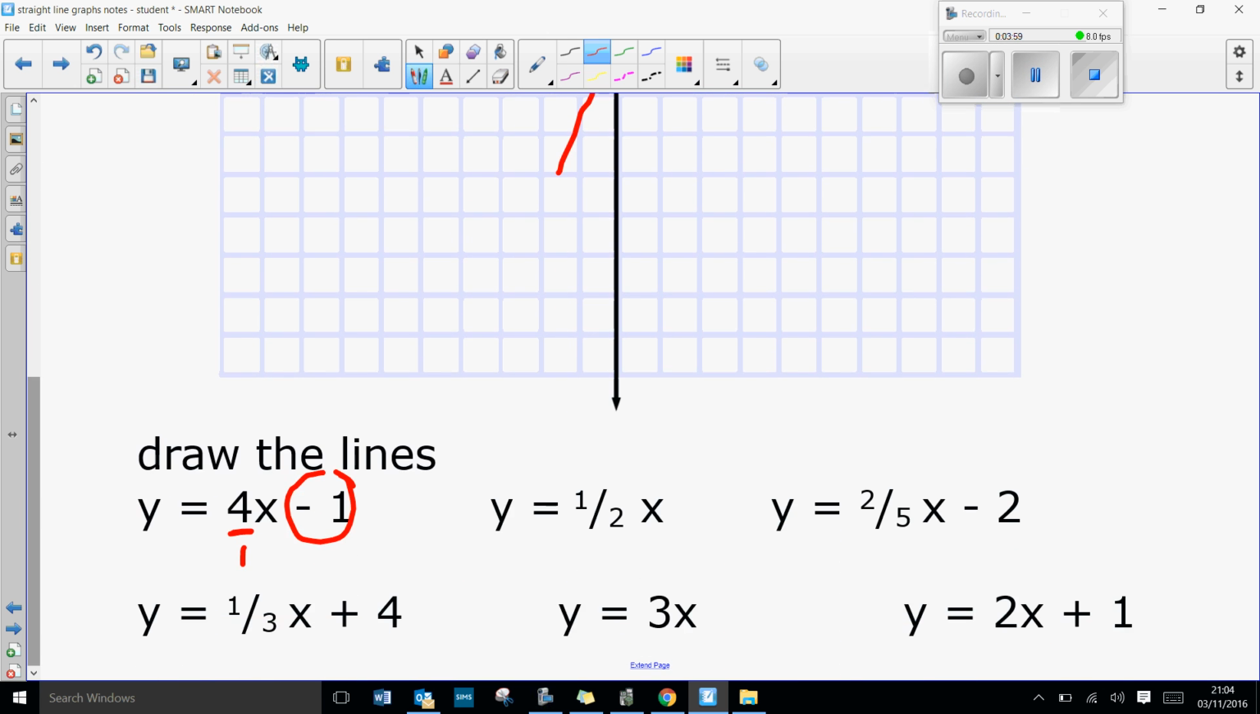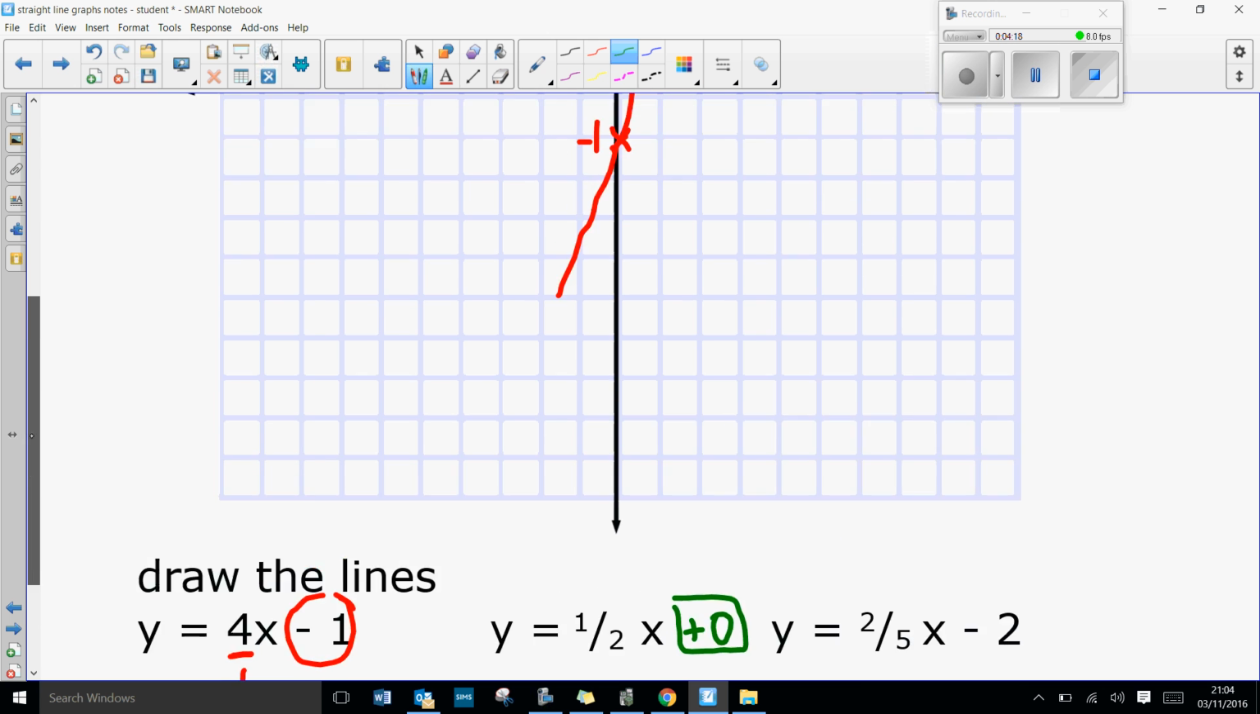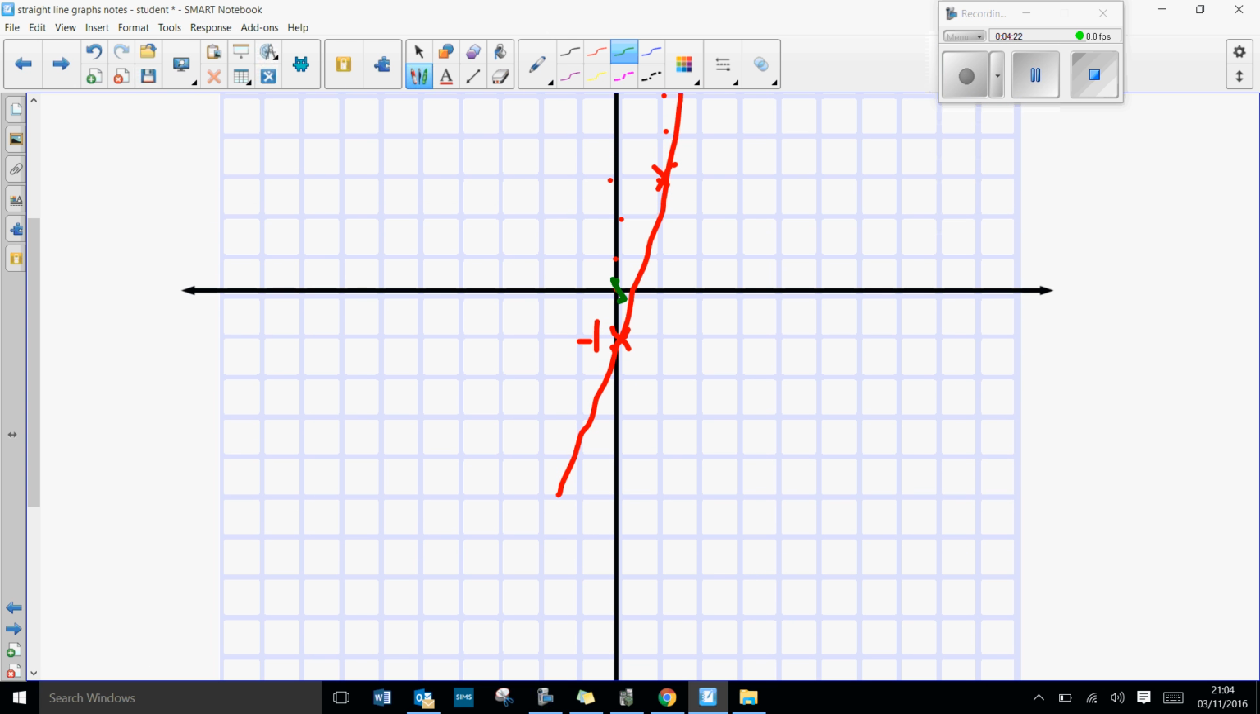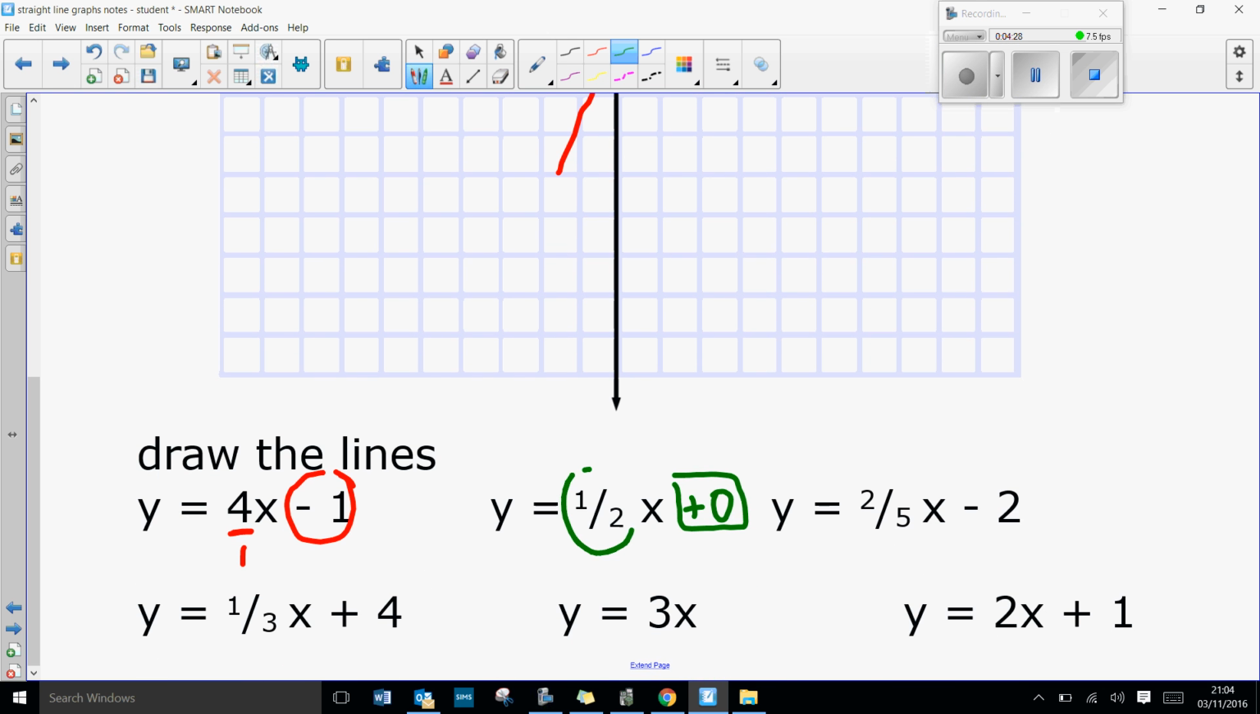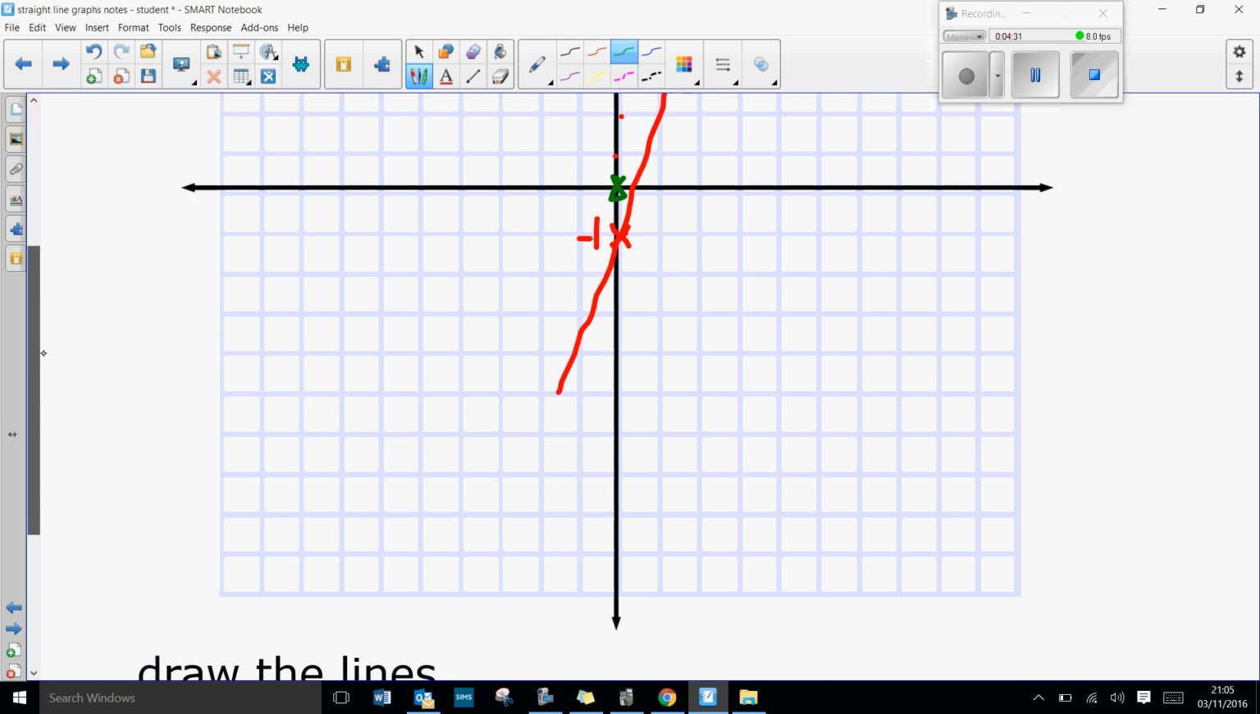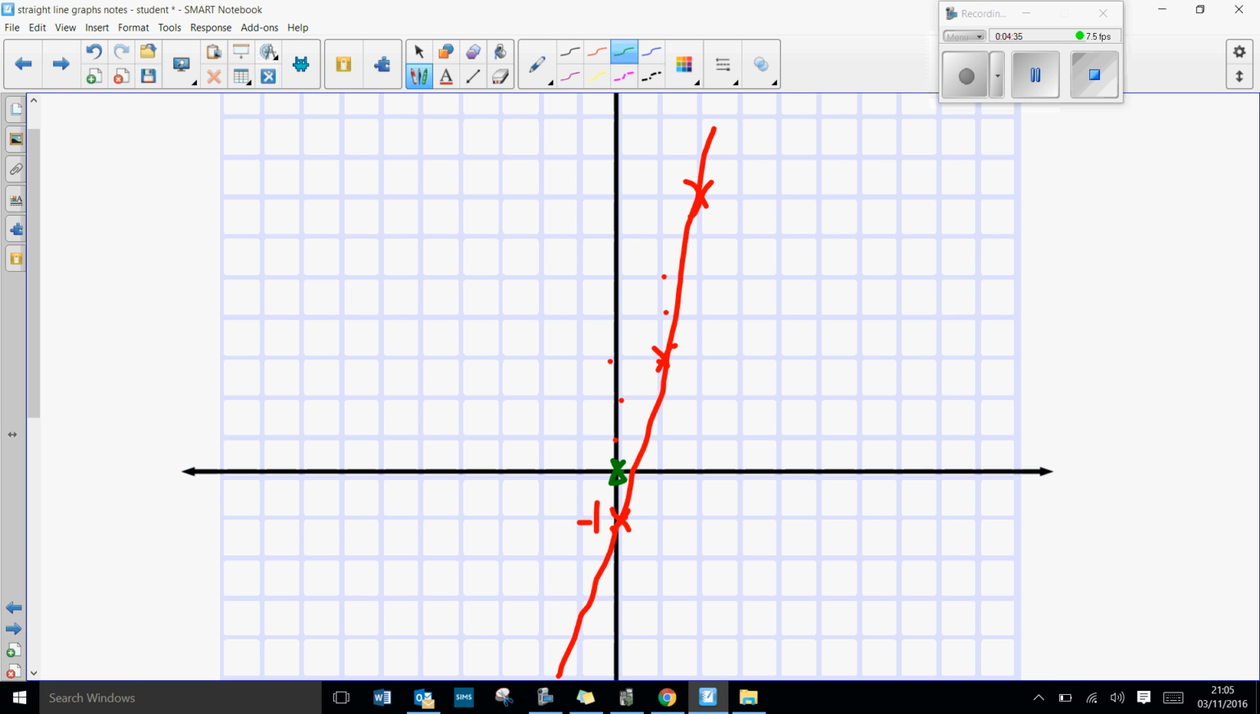Our second example. This one has no number here. It just has 1/2 x. That means that our y-intercept is actually 0. So our starting point for this line would be the origin at 0, 0. We see the gradient is 1/2, so that means rise 1, run 2. So from our origin, we rise 1, we run 2, and put a point. We rise 1, we run 2, and again. And we would join those points up.